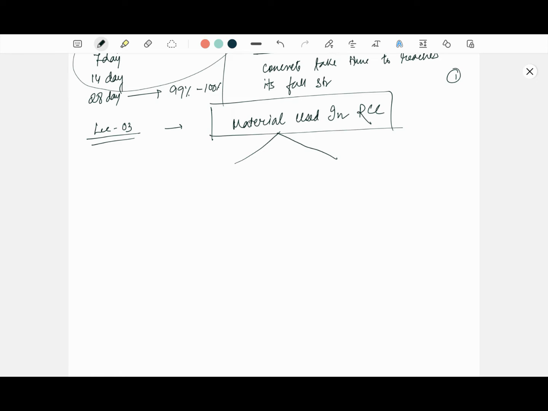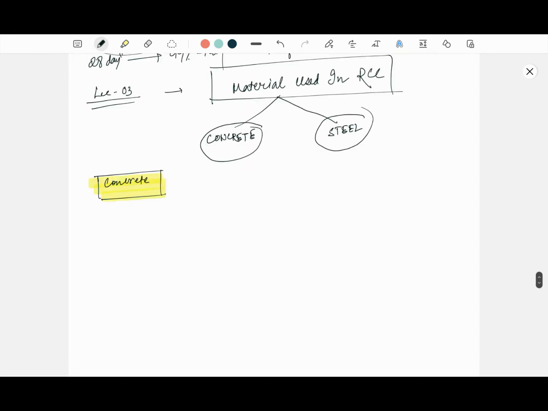In this video we'll discuss two types of material broadly used in RCC design. One is concrete and another is steel. First we talk about concrete, and hopefully in this video or the next video I will talk about steel. Today our aim is to know about concrete. In RCC design, we know that concrete resists compressive force, steel resists tension force.